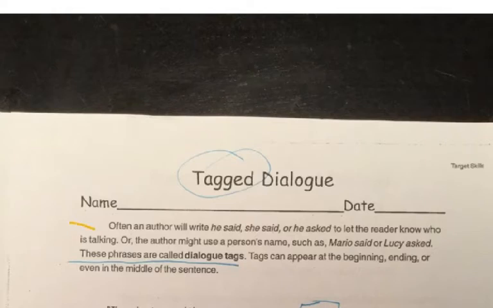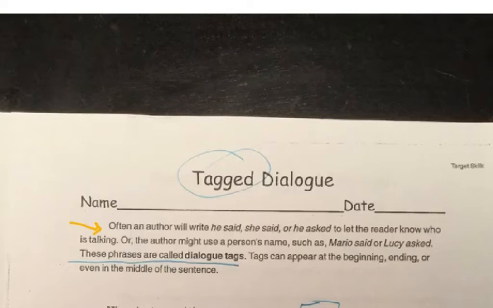If we look at the directions right here, often an author will write, he said, she said, or he asked, to let the reader know who is talking. So the tags are kind of like, hey, I tagged this line because it's said by this person. I think of tags as identification to let the reader know who just said that comment. They're tagged, okay? That comment is tagged.